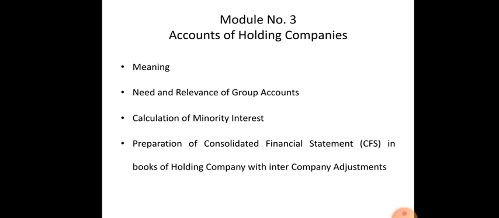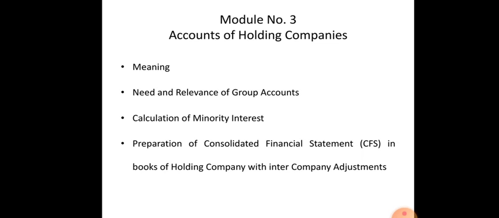So what do we mean by minority interest? Next, preparation of consolidated financial statements in the books of the holding company with intercompany adjustments. Okay, so all these things we have to see. This is also a very important chapter, and it is also a practical chapter.